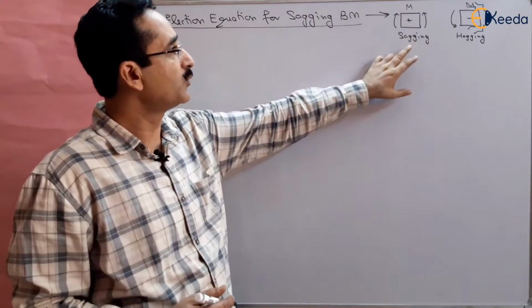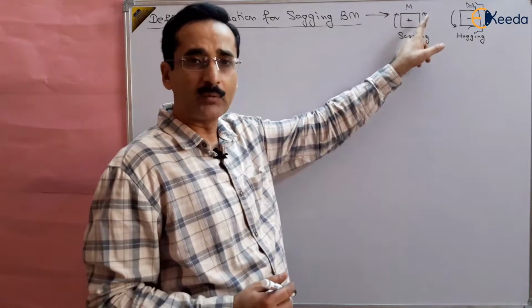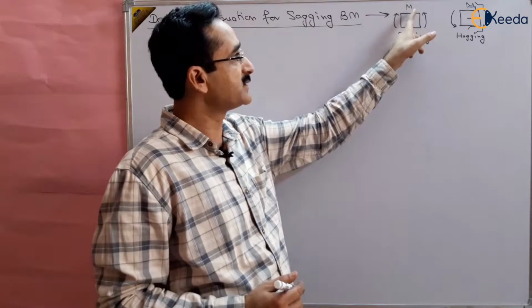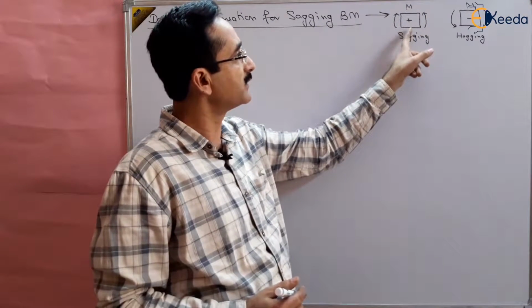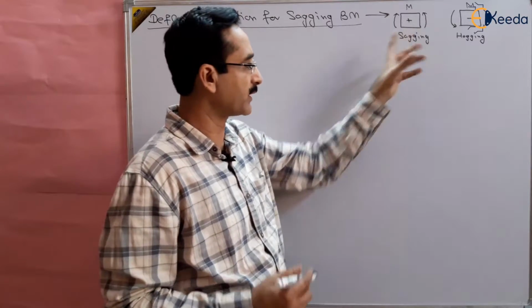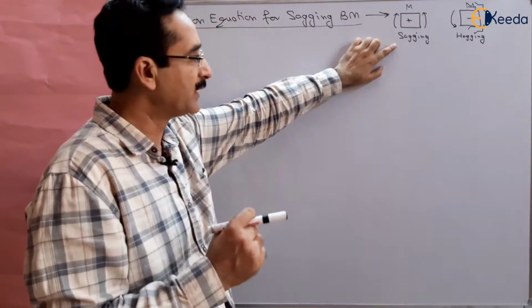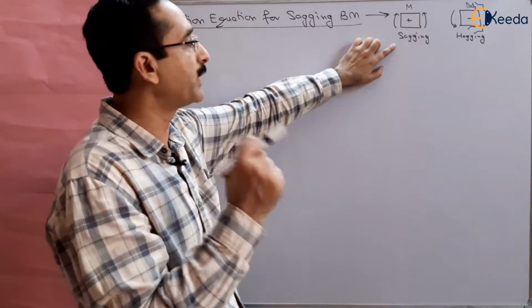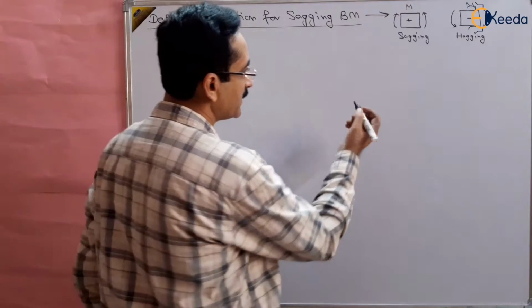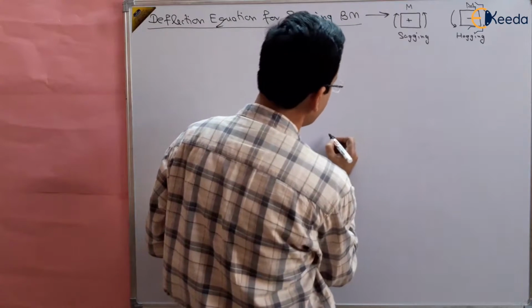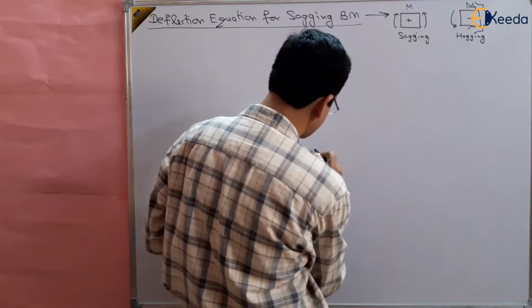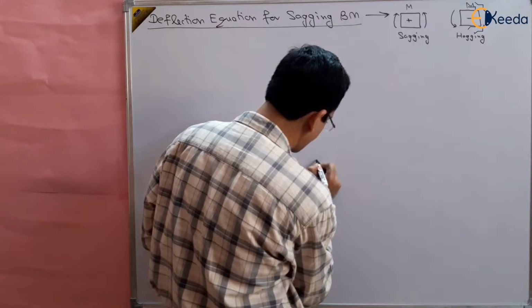So what is sagging bending moment? In sagging bending moment, the compression takes place at the upper fiber and tension takes place in the lower fiber. We study this case in the simply supported beam, where the sagging bending moment exists. So let us say we have a simply supported beam like this.